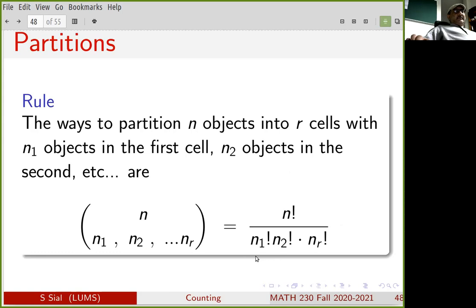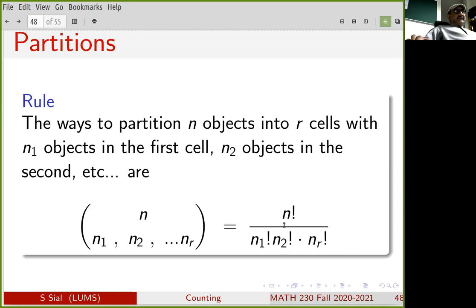And then when we look at how many we put into the first cell, if there were n1 of those, and the ordering within that cell doesn't matter, then when we said n factorial, we overcounted by n1 factorial. And then there were n2 distinct objects in the second cell, and the ordering within that second cell doesn't matter. So in this n factorial, we overcounted by n2 factorial, and so on.